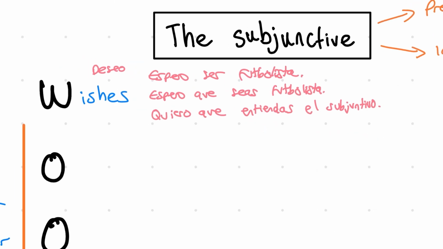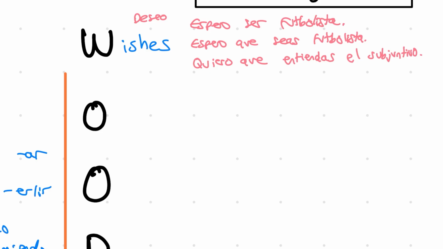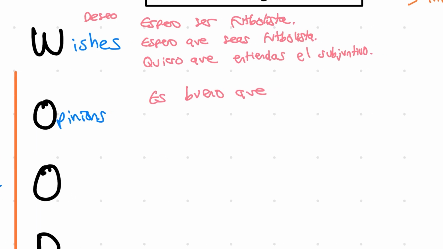Okay, the next in our acronym is this letter O, which is for opinions. So, some examples. If I say es bueno que, it is good that, I could say a noun here, so el tren sea rápido. So this means it is good that the train is quick. Sea, again, it translates as "it is."